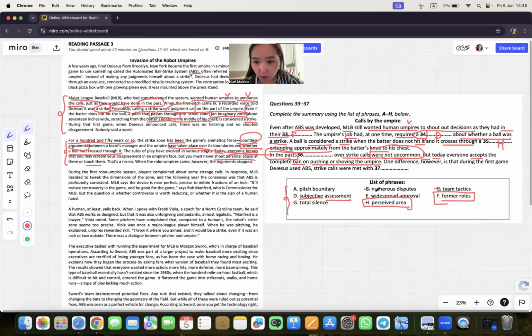Countless arguments. What is it? Since we have plural form, we have 2 points here. We have point B and point C. Let's find out which one matches. Okay, I was erasing C. I'm sorry, I couldn't manage erasing only the C option. Yes, I made it. Great. So what we were looking for is countless arguments, and we're looking for plurals. We have 2 plural options, B, numerous disputes, and team tactics.